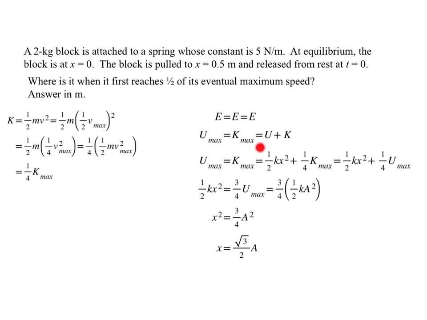So we look here, and this was the first thing I did. K max is, well, potential energy is 1/2 kx squared, and the kinetic energy we just found is 1/4 of the K max. And so we get that 1/2 kx squared is 3/4 of the maximum potential energy, which is 1/2 kA squared, and then we get down to the same place, that x is root 3/4 times A. That one's a little intense.